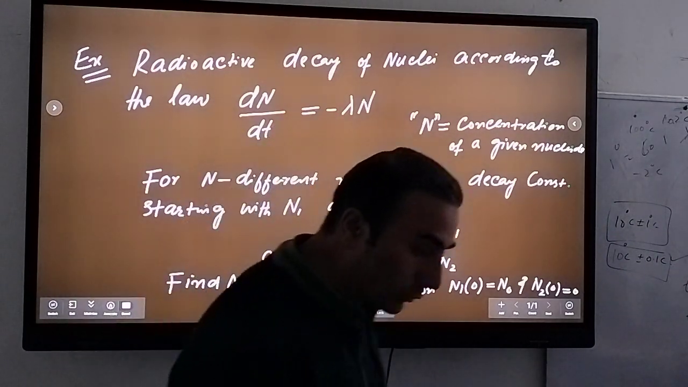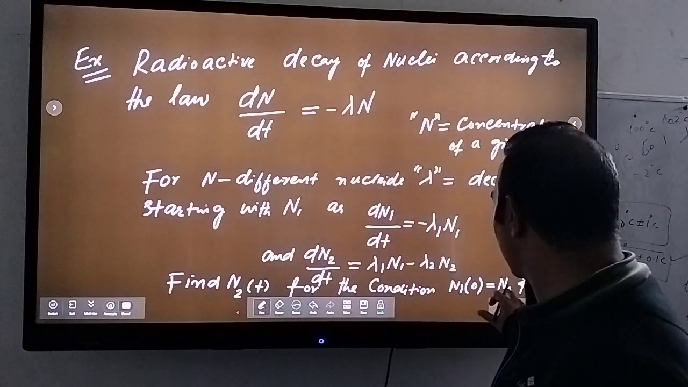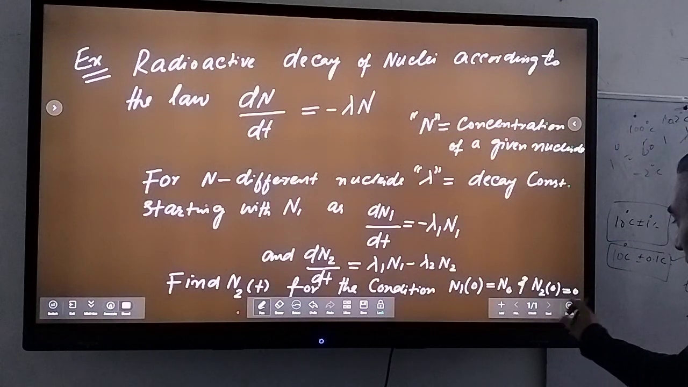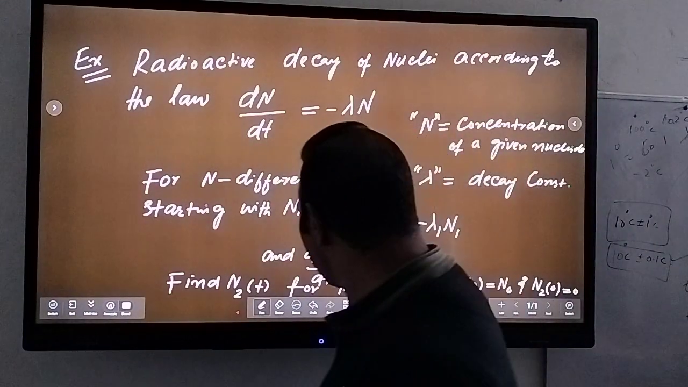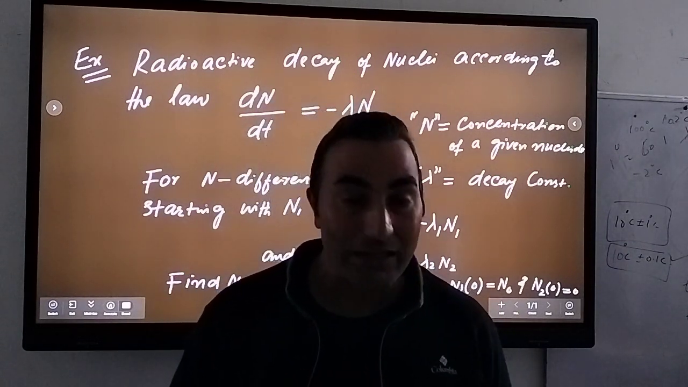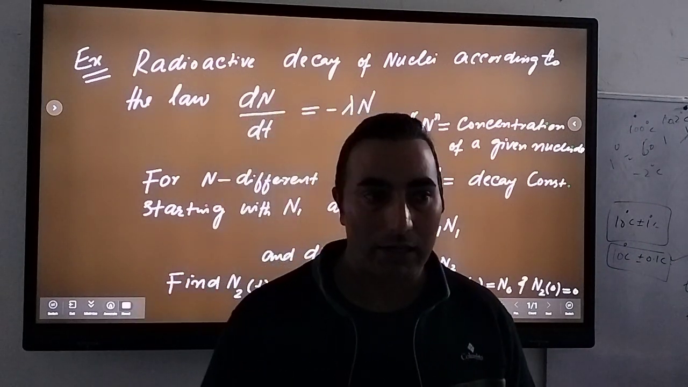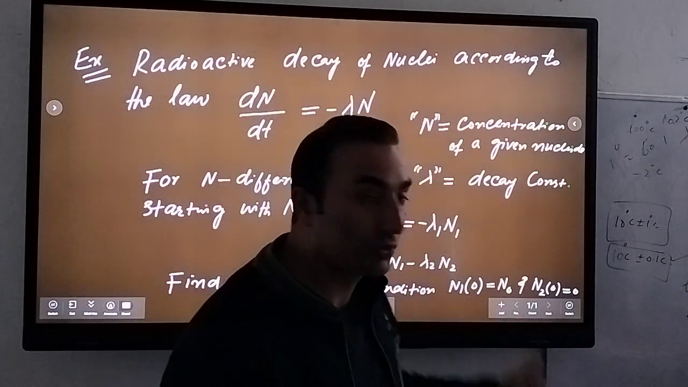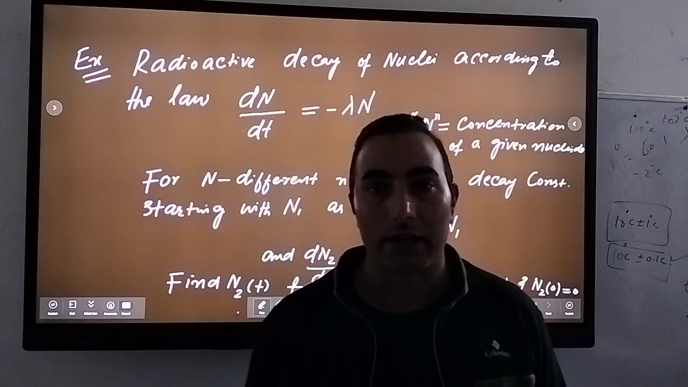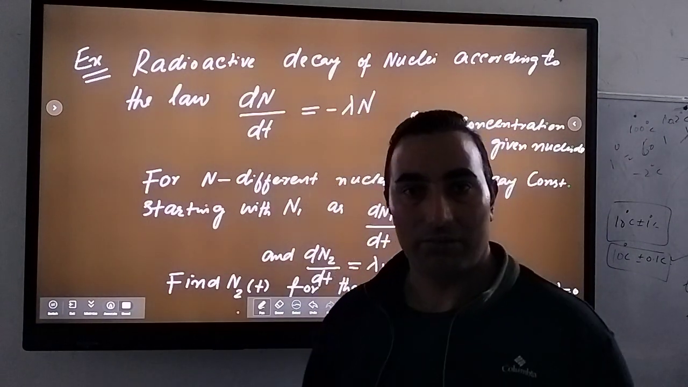And so what we have to calculate? We need to find N2 of t for the condition given that N1 of 0 equal to 0 and N2 of 0 equal to 0, right? So we need to use these initial conditions, because we have a constant of integration when we integrate our given differential equation. So in order to get the value of those constants, we need to use some initial conditions. Those initial conditions are given, and we need to find N2 of t. That means we need to find the concentration of that nuclei at some time t, right?